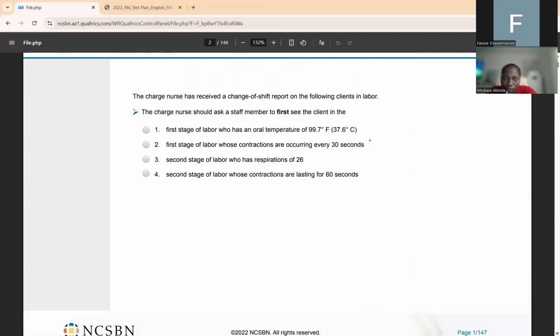Now once you understand this part, I don't know your content understanding now, but let me assume that everything that I will explain in this question you understand it. Now, the charge nurse, right? Look at this question. It said the charge nurse has received a change of shift report on the following client level. Now, what's the charge nurse doing? Receiving change of shift report.